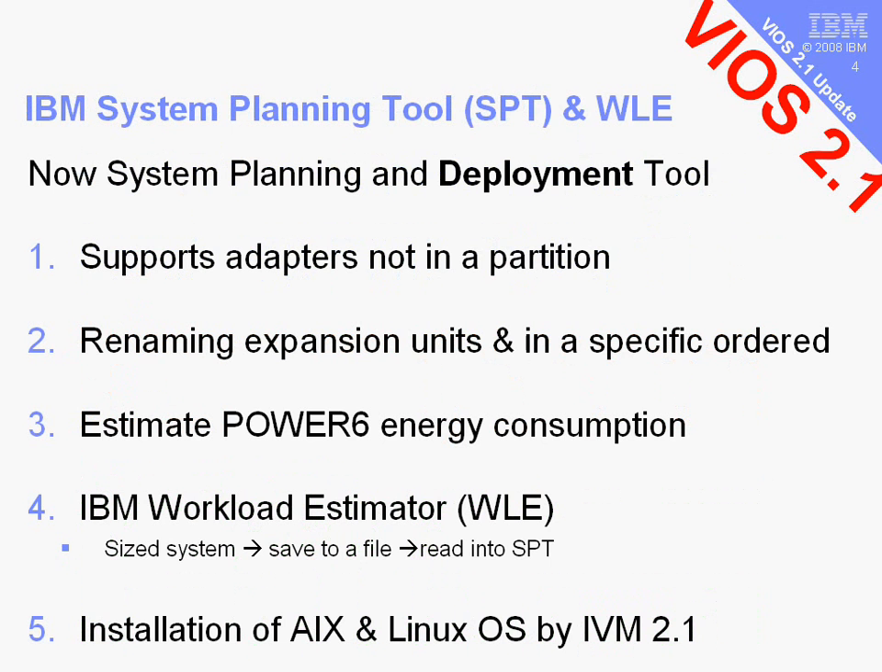I already mentioned the system planning tool. This continues to improve, again with the VIOS server 2.1. A load of features here: it supports adapters that aren't actually allocated to a partition, perhaps a spare pool of adapters. We can have expansion units included in the plan. We can have an estimate of the power consumption for the Power 6 based machines. We can use the workload estimator output and put this into our system plan to pre-specify some of the logical partitions. And we've got better installation of the plan once you've generated it.